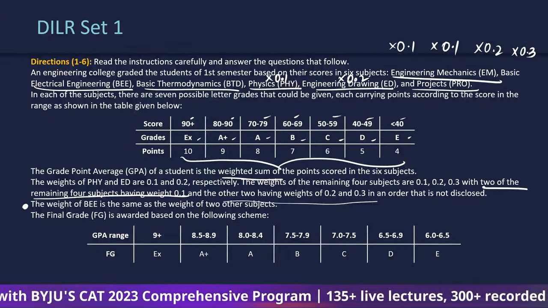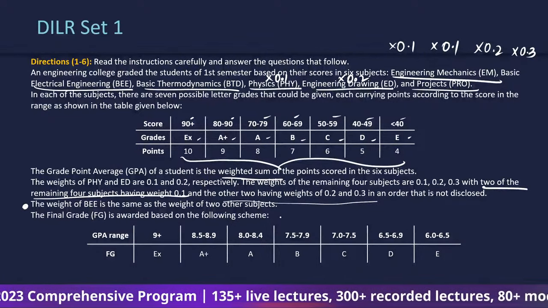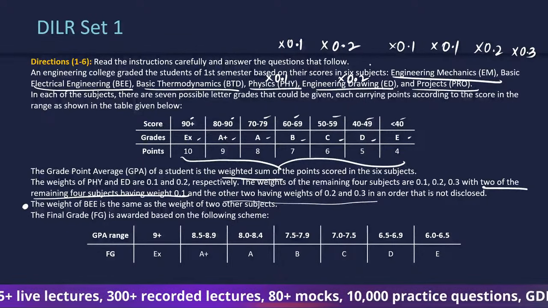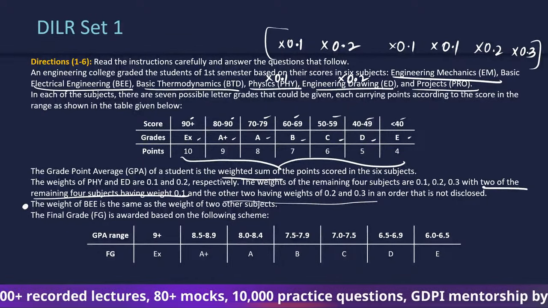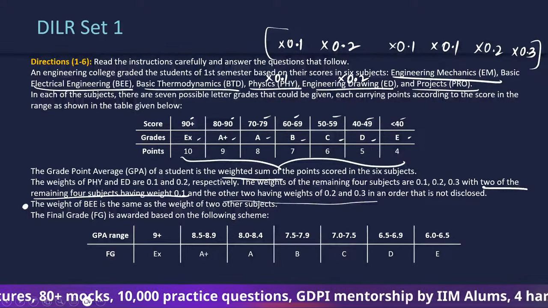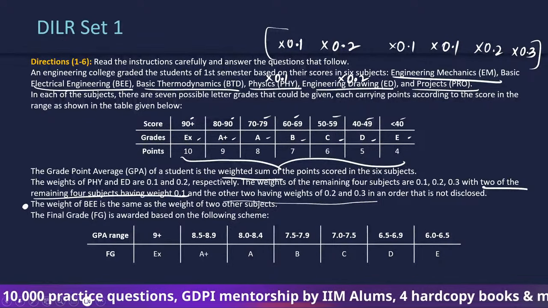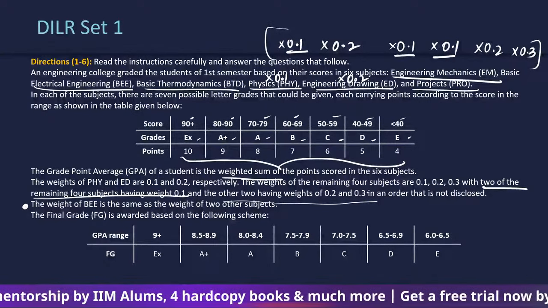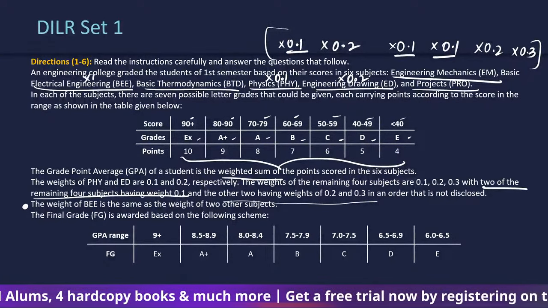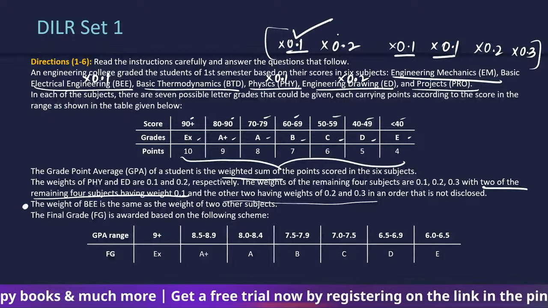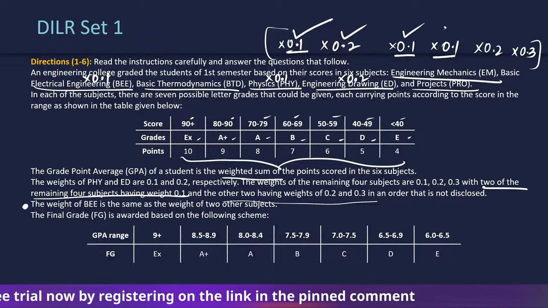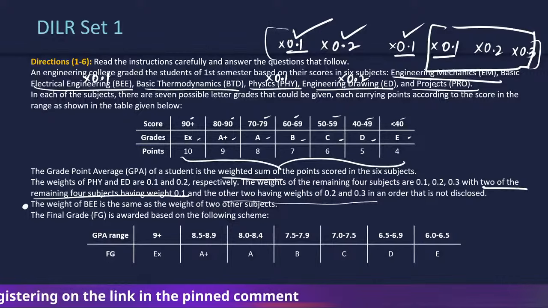Then it is given that the weight of BEE is the same as the weight of 2 other subjects. Now BEE has got a weight which is the same as 2 other subjects. That means, including BEE, there are 3 subjects that have the same weight. That has to be this 0.1. So this tells us indirectly that BEE also has got a weightage of 0.1. So we're done with 0.1, 0.2 and 1 subject with 0.1. We need to arrange these 3 among projects, engineering mechanics and thermodynamics.